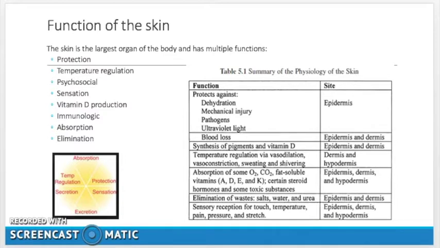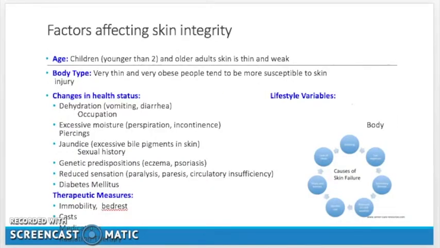So you should refer to this table as well as table 31.2 on page 959, which describes the factors affecting skin integrity. As listed here, age: younger children and older adults have very thin and weak skin. Body type makes a difference. If you're very thin or very large, you're more susceptible to skin injury. And these other factors in health status: dehydration, excessive moisture, jaundice. Jaundice can make the skin very itchy, which leads to scratching and breaks in skin integrity.